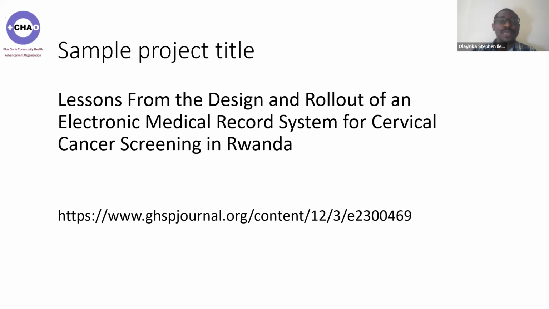If you look carefully at the instructions or guidance that I provided earlier, you'll be able to notice that this title is succinct, is precise, and merely looking at the title, you can preempt the contents of the abstract. Lessons from the design and rollout of an electronic medical record system for cervical cancer screening in Rwanda. Now, some may want to add, a study done. This should not be added.